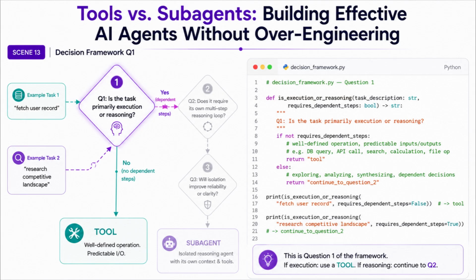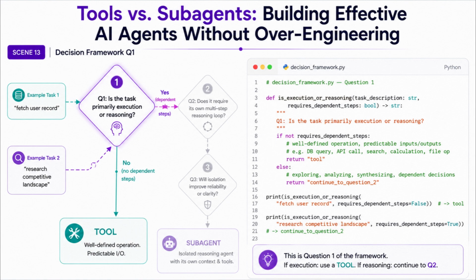Time to formalize all of this into an actual, repeatable decision framework. 3 concrete questions, run in strict order, applied to every single task you consider building. On screen, the first question rendered as executable Python code. Is the task primarily execution or reasoning?